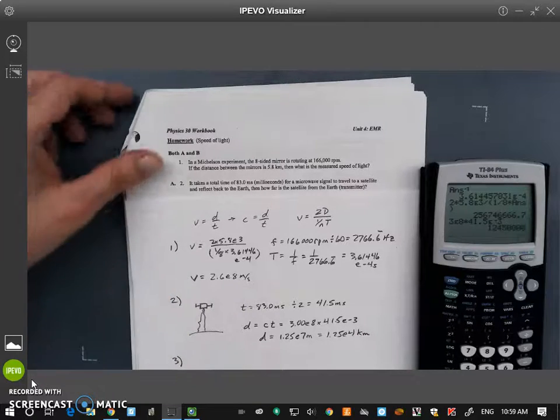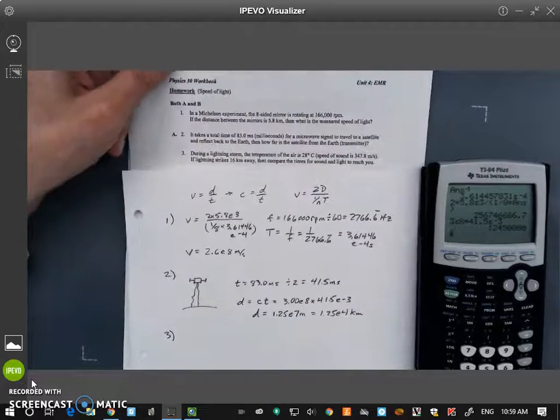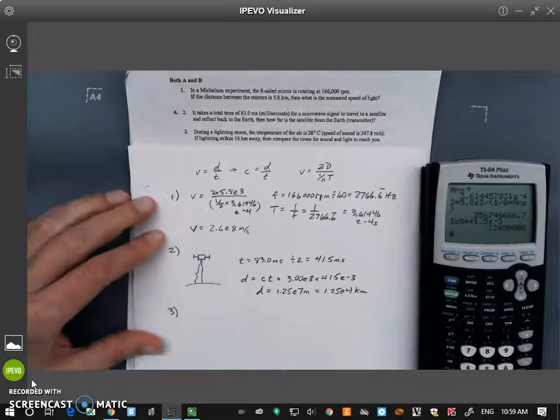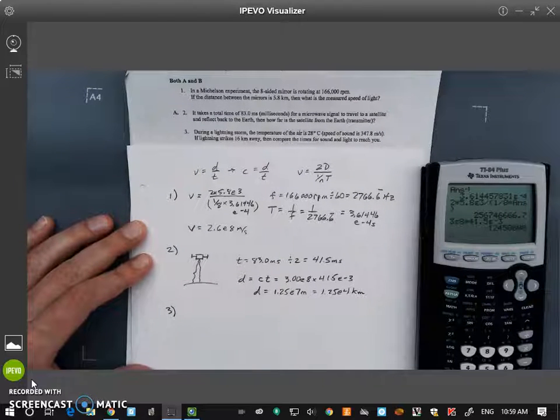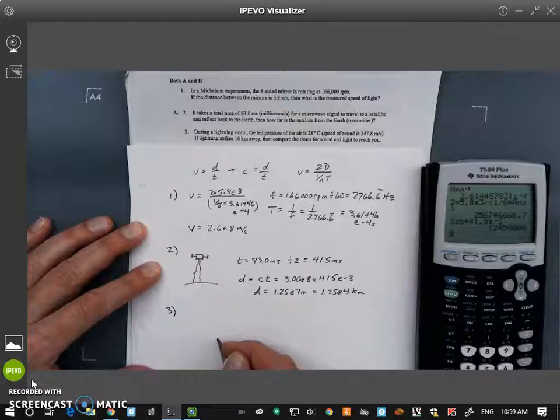Question number 3. Okay, during a lightning storm, temperature of the air is 28 degrees centigrade. Speed of sound 347.8 meters per second. If lightning strikes 16 kilometers away, compare the times for the sound and light to reach you.